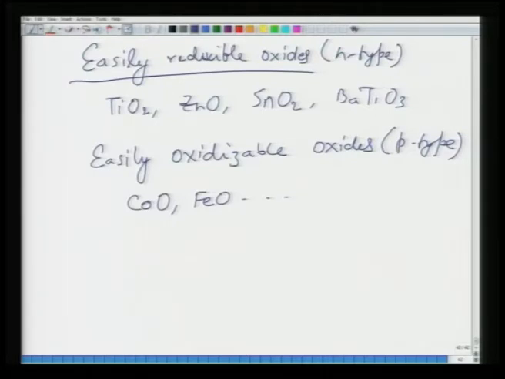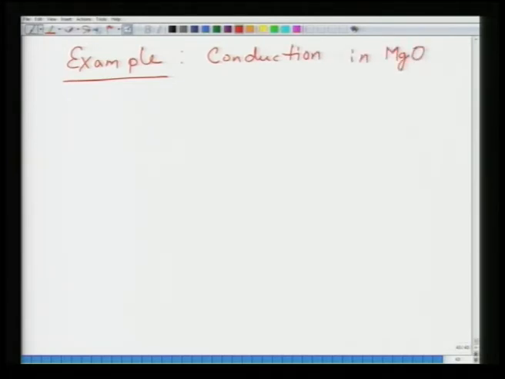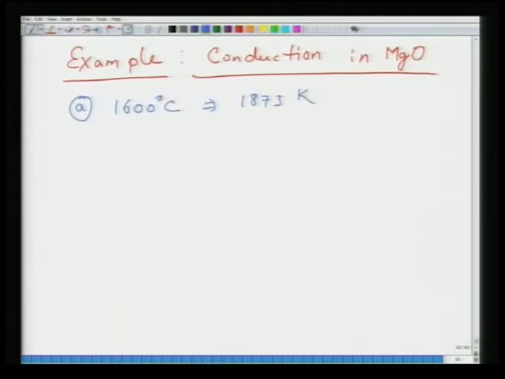So, we will take one example here, just to see what it means. The example we will take is conduction in magnesium oxide. Not that magnesium oxide is a very useful material from the conductivity point of view. We will just take this example just to illustrate our point. So, let us choose a temperature of 1600 degrees centigrade, which is 1873 Kelvin.